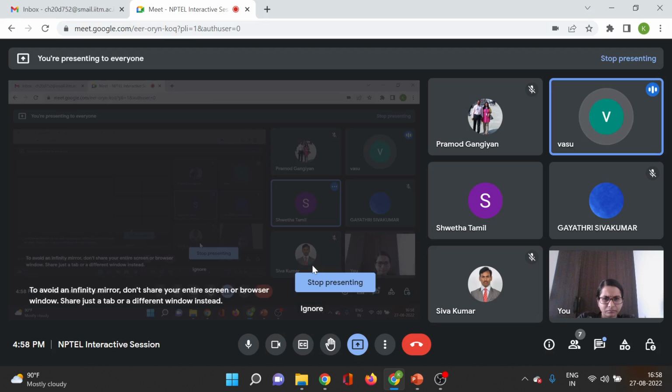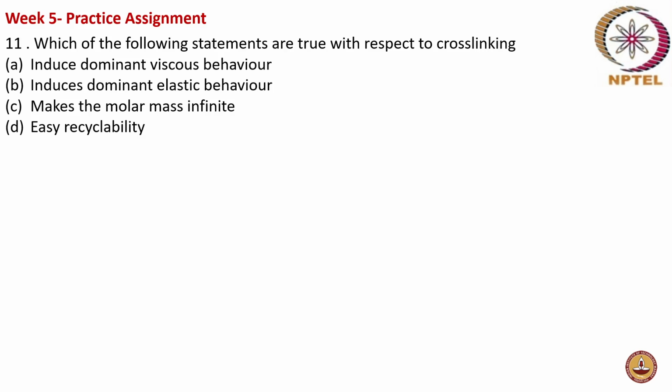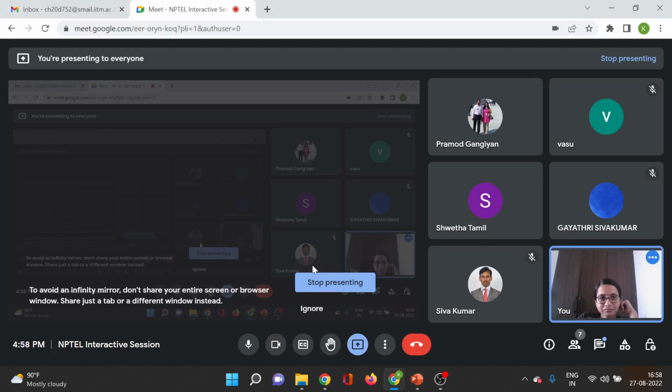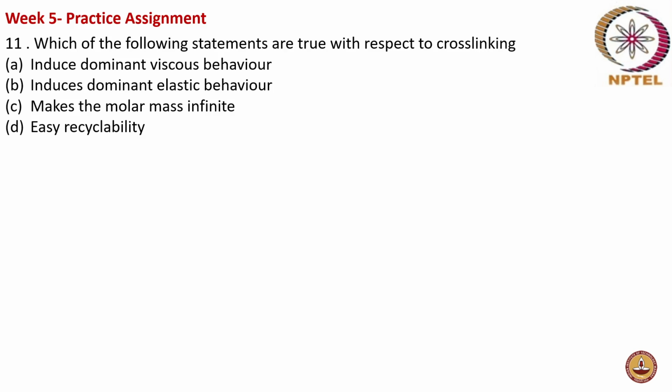Is it option A? Induces viscous behavior, is it? Someone else wants to give some other try? I think it should be C. The cross-linking makes it a very high molecular weight. Okay, but is it the only option that is true for this case, or is there some other option also that is true in this given set of options?